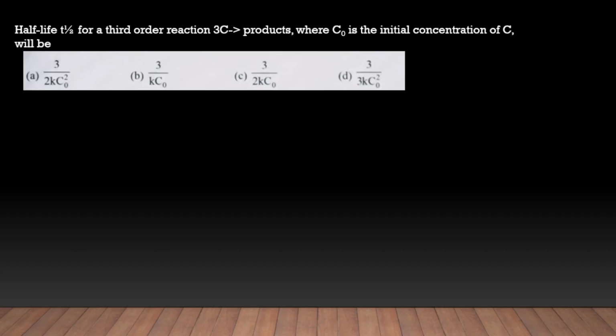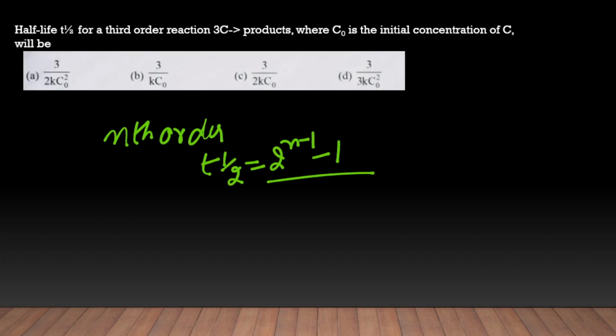Half-life for a third order reaction. C0 is the concentration. For the nth order of the reaction, we know that t half is equal to 2 raised to the power of n minus 1, minus 1, upon the rate constant k into A naught raised to the power of n minus 1, into n minus 1.